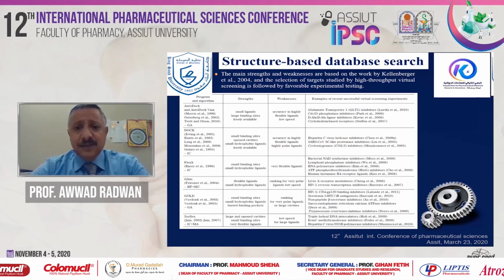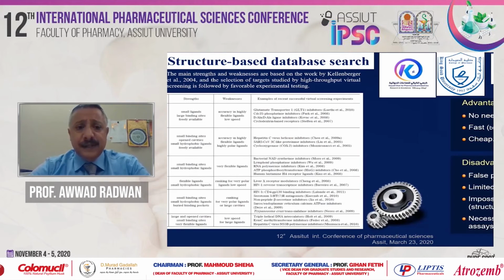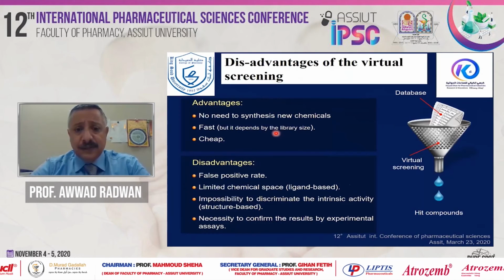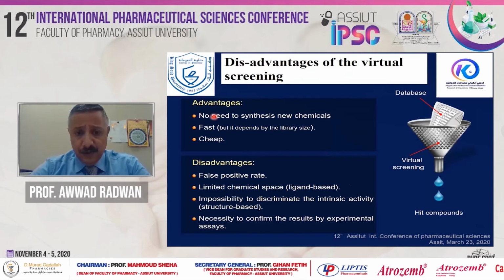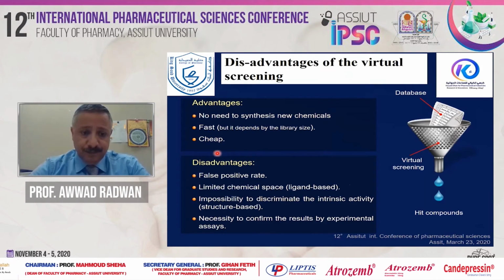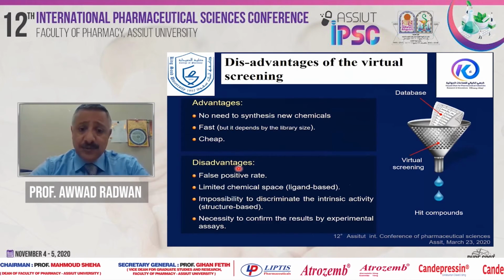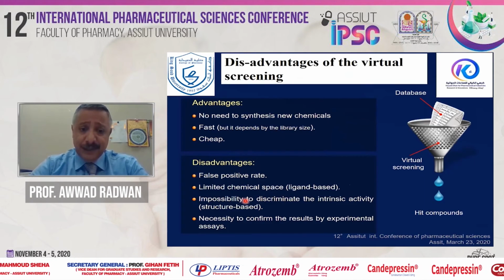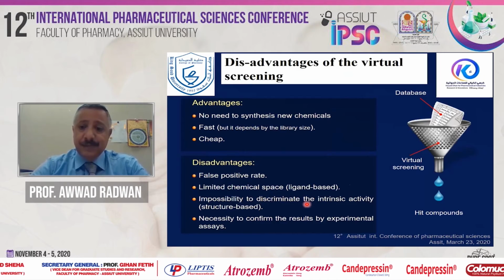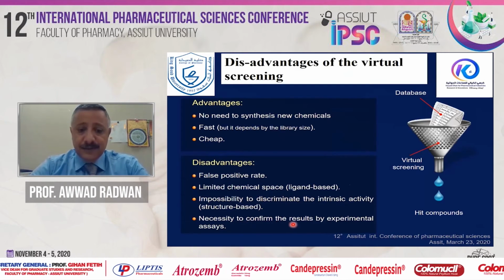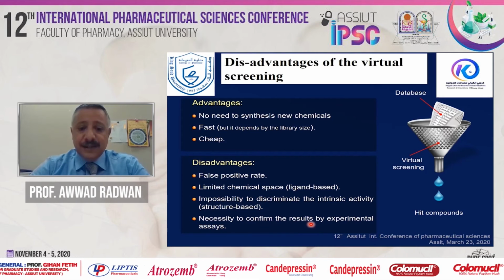Advantages and disadvantages of virtual screening. The advantages: no need to synthesize new chemicals, fast, and cheap. The disadvantages are the false positive rate, limited chemical space, the possibility of failing to discriminate the interesting activity, and the necessity to confirm the results by experimental assay.